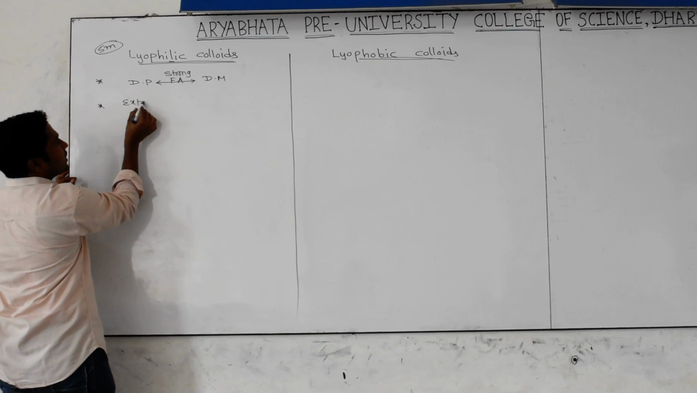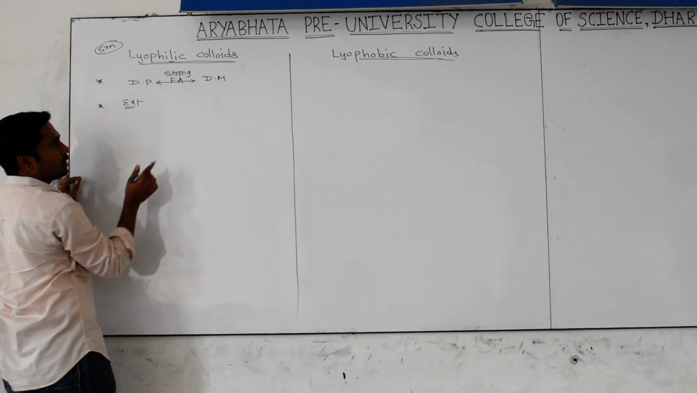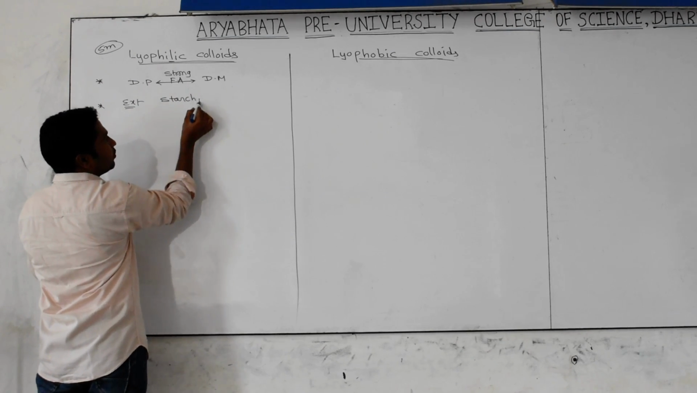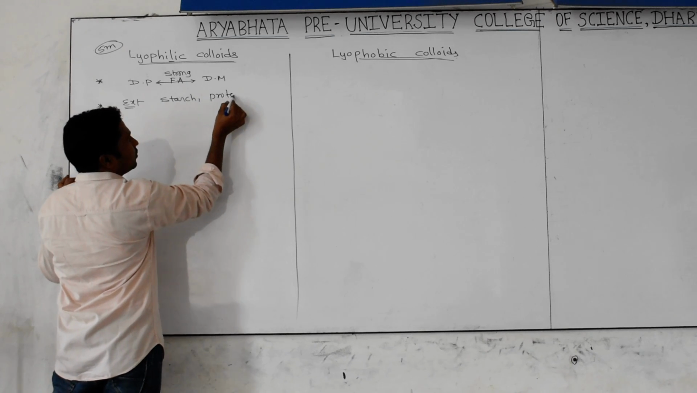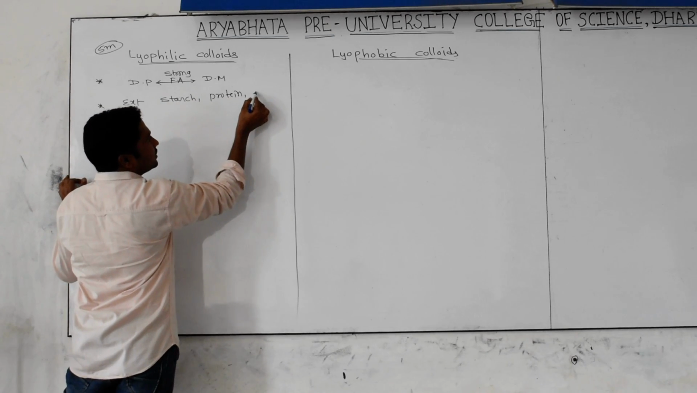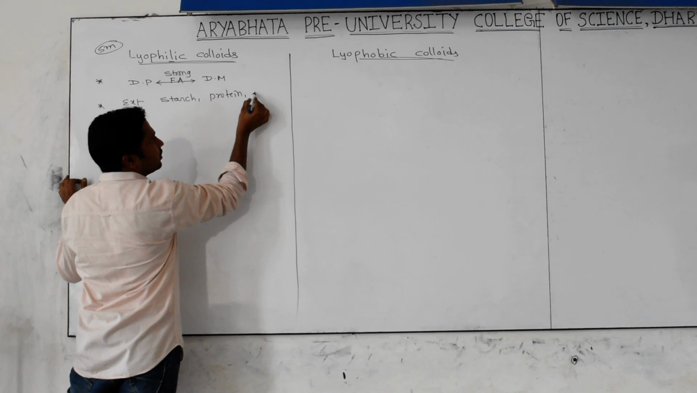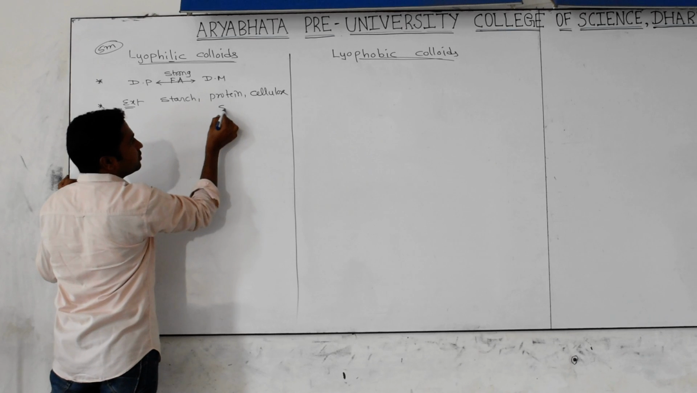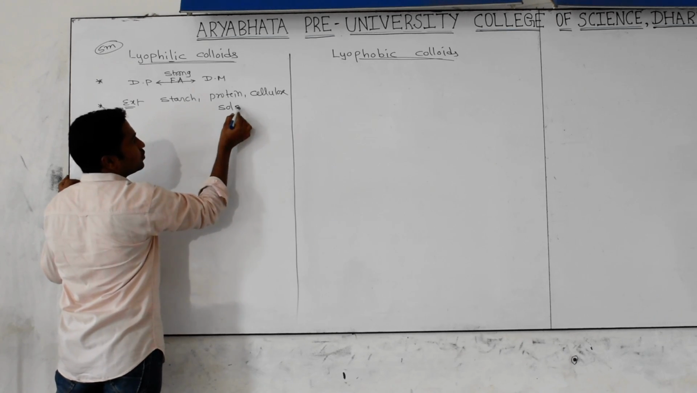I told so many examples, all natural sources like starch sol, protein sol, as well as gelatin sol. We can take all these, and otherwise cellulose sol. These all come under lyophilic sols.